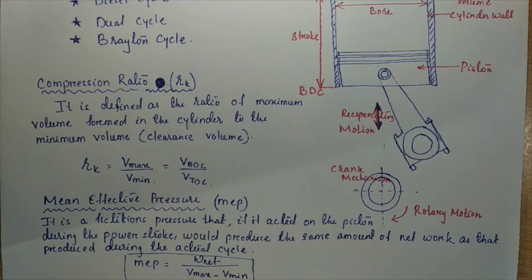An important point is that mean effective pressure can be used as a parameter to compare the performance of reciprocating engines of equal size. If we compare one engine with another, both reciprocating engines must have equal size, and the engine with the larger value of mean effective pressure will deliver more net work per cycle. Thus, you can say that the engine having the larger value of mean effective pressure will perform better. Thank you.